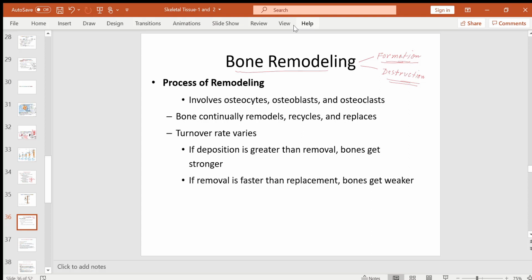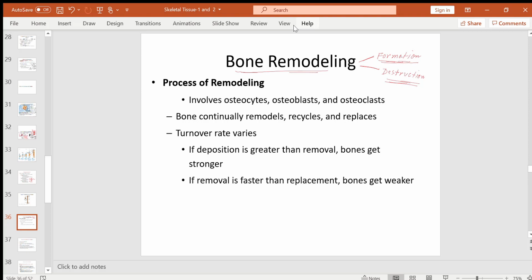So both formation and destruction together is called the remodeling of the bone. So remodeling includes the production or formation as well as the destruction.